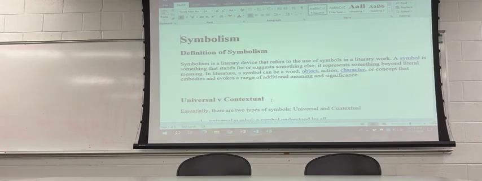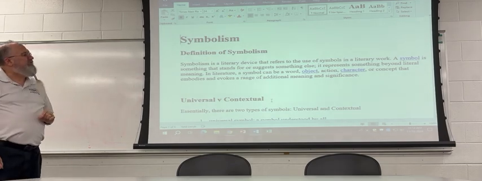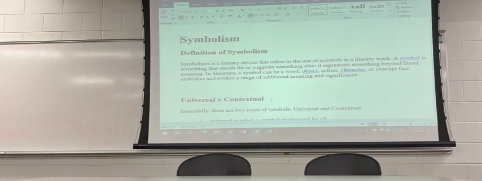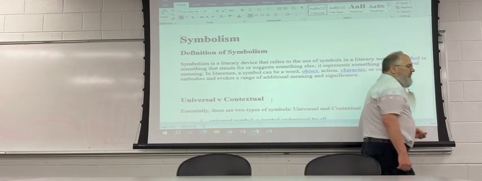One is universal symbols, and the other is authorial, has the word author in it, so that means that the author created it, or contextual. Meaning it's defined in the context of the story. Okay? So we can see in general that the definition of symbolism is a literary device that refers to the use of symbols in a literary work. A symbol is something that stands for itself and also something else. Okay? And we just got done talking about the idea of universal versus contextual or authorial.